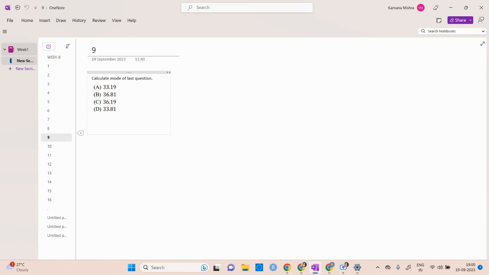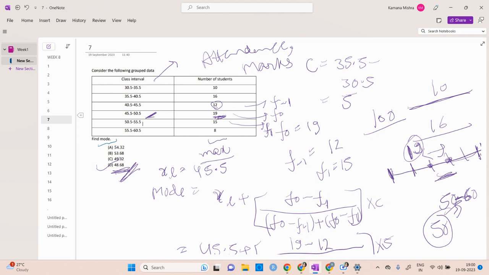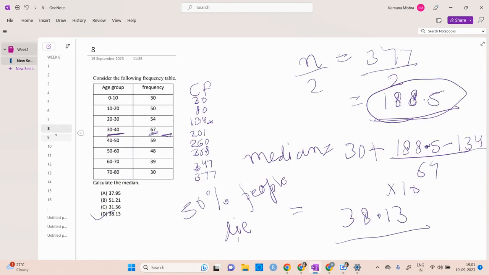Now next we need to find the mode of the last question. That is again like this question, I think the seventh one. You have the class interval and the number of students, and all you need to find is the mode. For the mode, we firstly find the maximum frequency. So this one is 61.